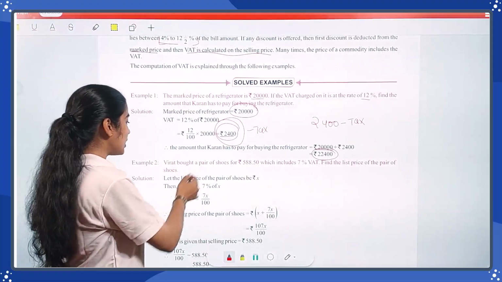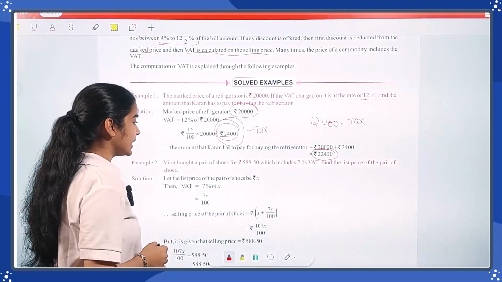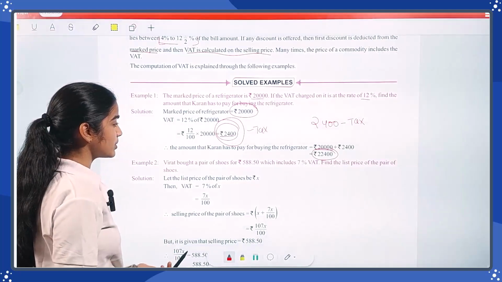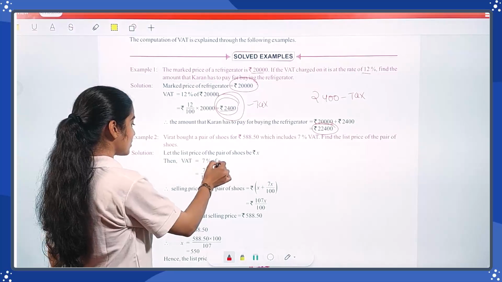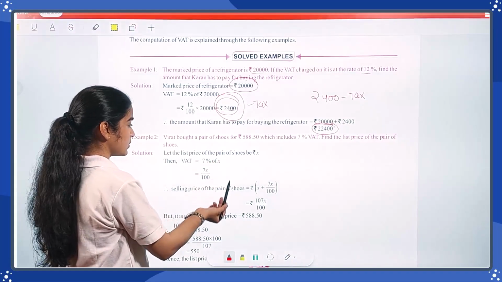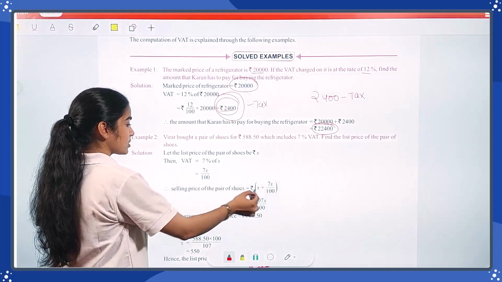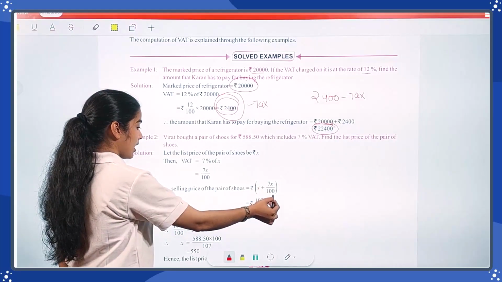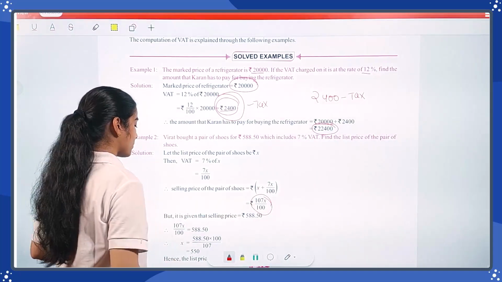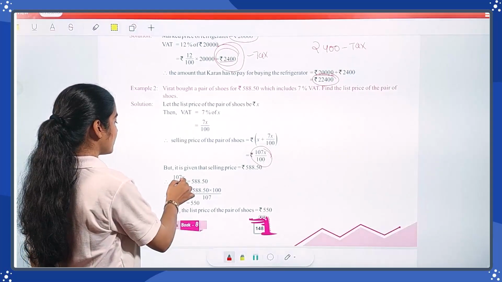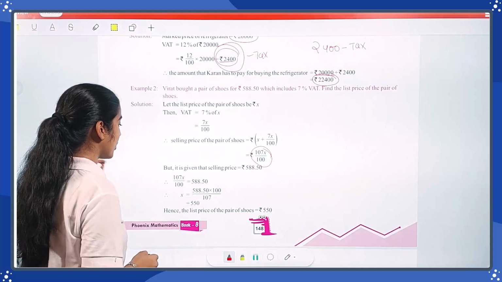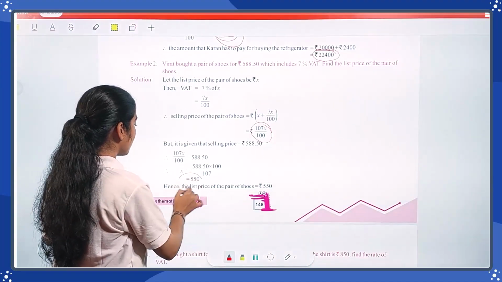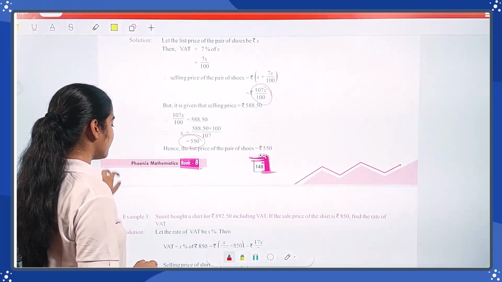Now, Virat bought a pair of shoes for 588.50, which includes 7% VAT. Find the list price of the pair of shoes. So 7% of x is 7x upon 100, because we don't know the price of the pair. So x plus 7x upon 100 is equal to 107x upon 100. So now 107x upon 100 is equal to 588.50. So the value of x is equal to 550.